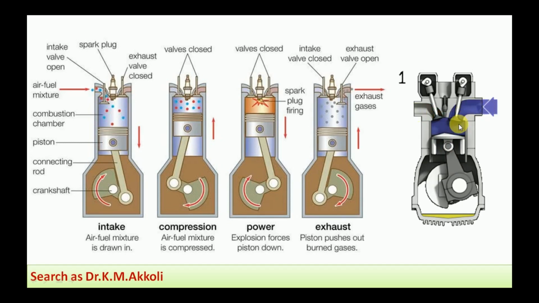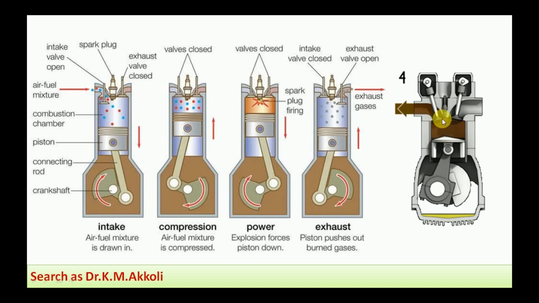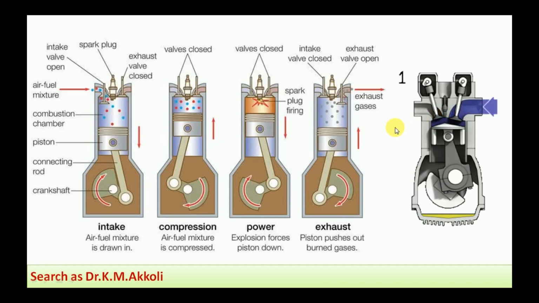This is the suction, where this valve remains open, and this is the compression. Both valves remain closed, and the spark plug is producing a spark. Due to that, the burnt gas is pushing the piston in the downward direction. Then the exhaust valve remains open in the exhaust stroke, and those gases will be expelled out. This is about the working of the 4-stroke petrol engine.